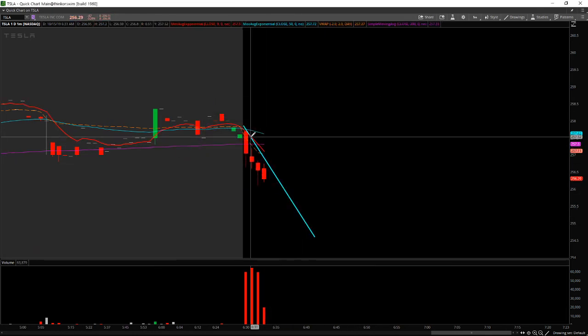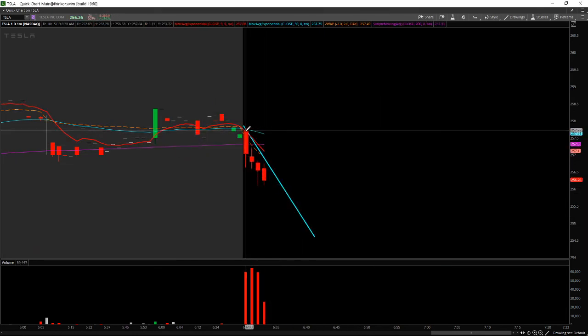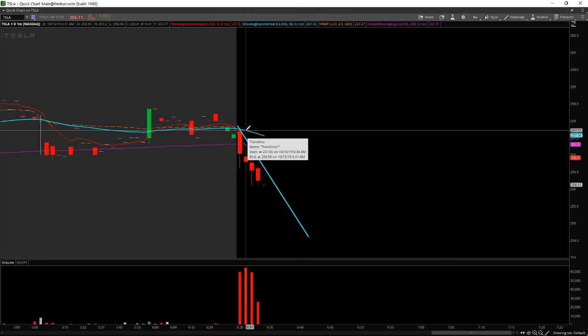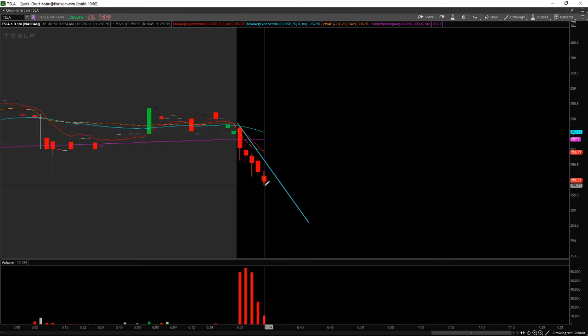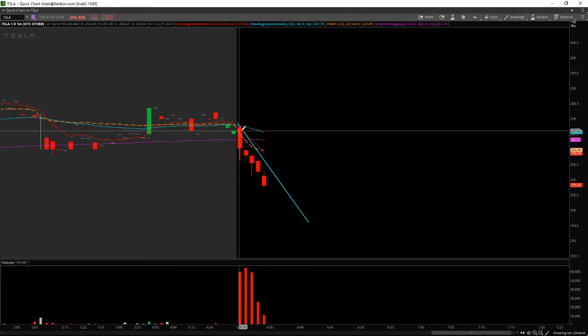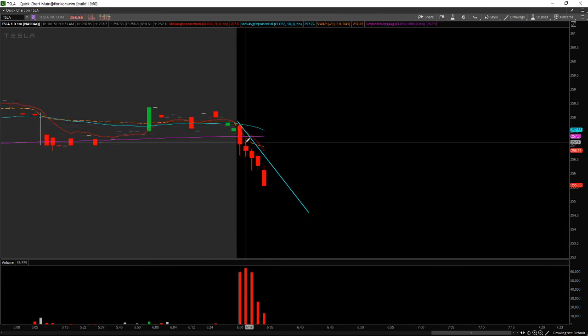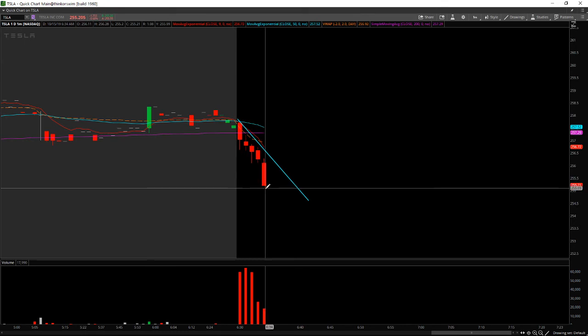Look at what's happening with the price here. The price opened at around $257. But look where the price is headed. The price opened up here, but it's going all the way down.